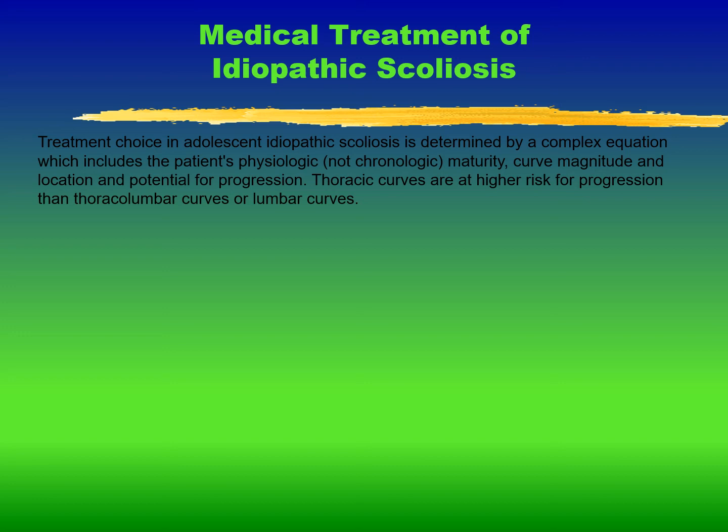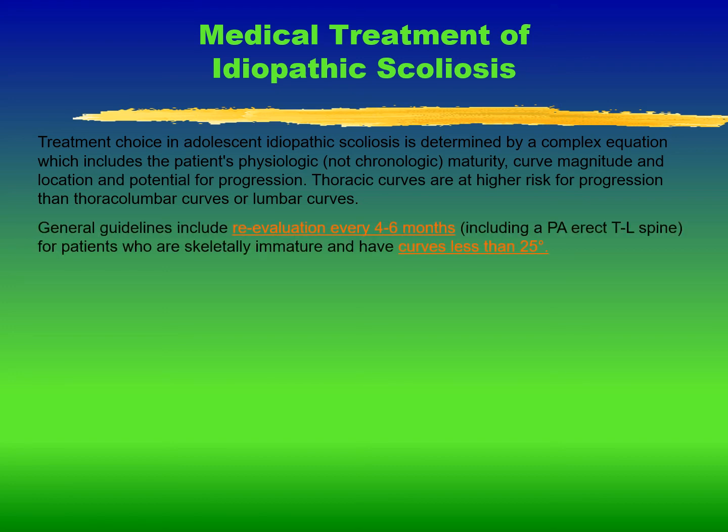Some of the curvatures, the thoracic curves, are at higher risk for progression than thoracolumbar curves or lumbar curves. General guidelines include getting a reevaluation every 4 to 6 months. Thankfully, in Gonstead, our X-ray is the perfect X-ray for monitoring scoliosis.